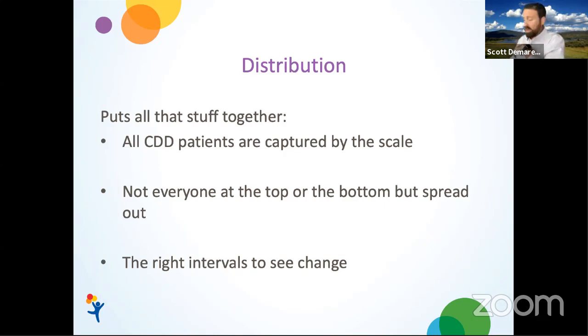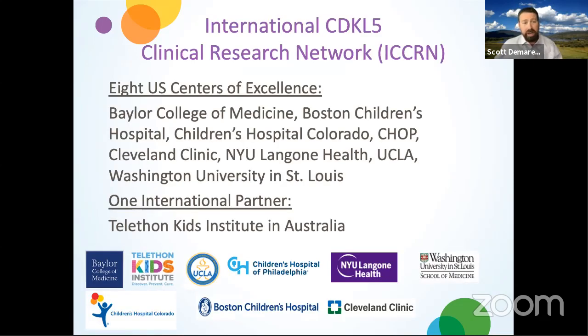So in order to do that, we have to have some infrastructure. And you've heard a lot about various registries and databases today, and they're all important. And you're going to hear about another one. The International CDKL5 Clinical Research Network. It's a mouthful, I'm sorry. It's my fault, I made up the name. And we call it the ICCRN, which isn't actually that much easier.